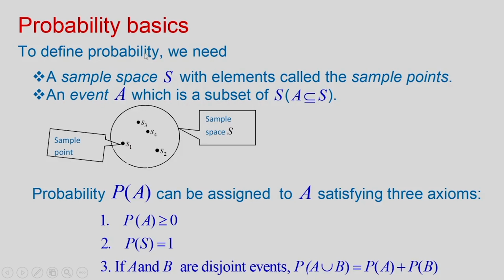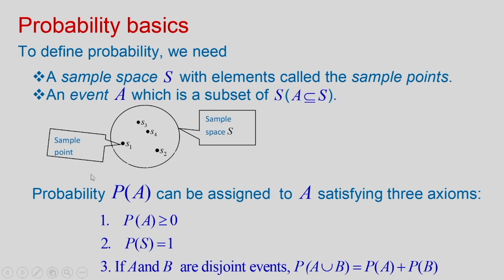To define probability, we need a sample space S with the elements called the sample points, and an event A, which is a subset of S. We are illustrating this with an example. Suppose this is the sample space and it has 4 sample points S1, S2, S3, S4. These are the sample points.